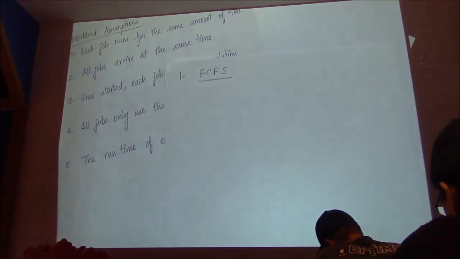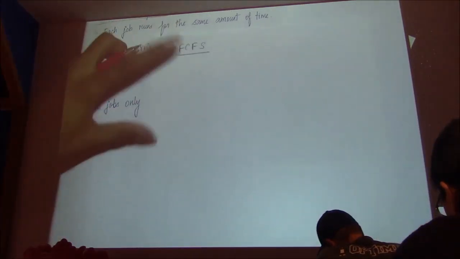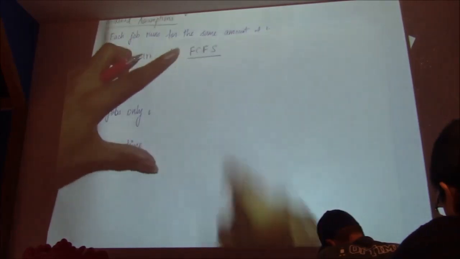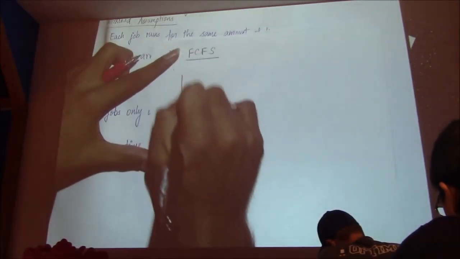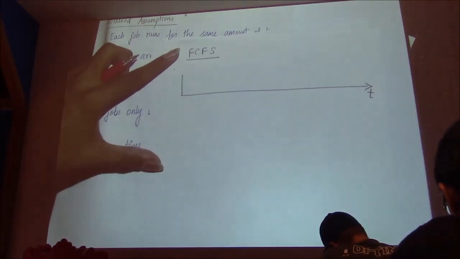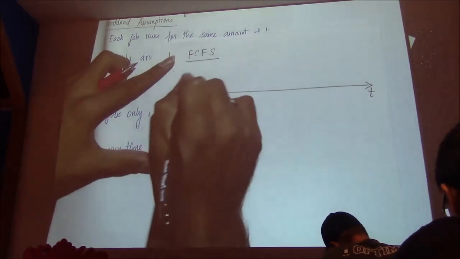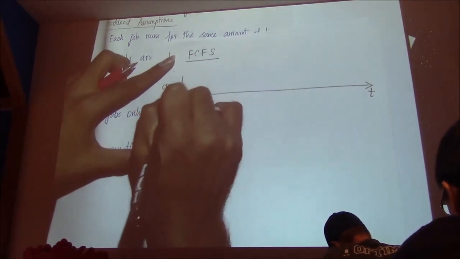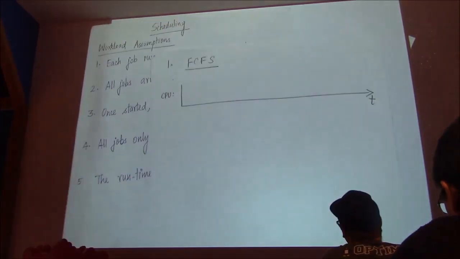This is the simplest scheduling policy that we have. Here, we are going to assume an axis like this. Let's say this is the time axis. The time proceeds like this. And let's assume whatever we have here is the job that is being scheduled in the CPU. Okay.